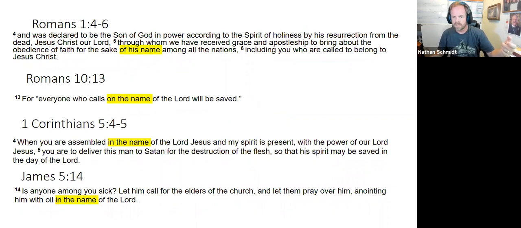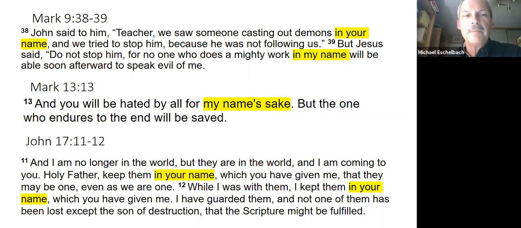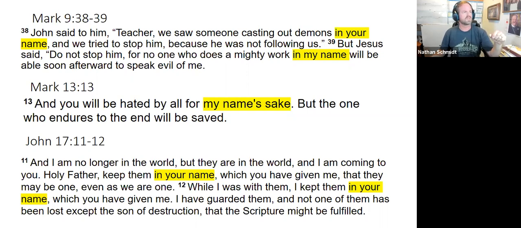Hold on a second, I might have gone too far too quick. Yeah, so the Mark 9 passage says, teacher, we saw someone casting out demons in your name, and we tried to stop him because he wasn't following us. But Jesus said, do not stop him, for no one who does a mighty work in my name will be able soon afterward to speak evil of me. Did I read that right? Yeah, there's a no one there. Sorry, I'm nervous, I skipped over it. So hold on to that because I'm coming back to it.